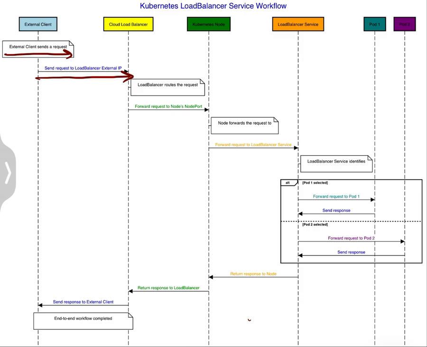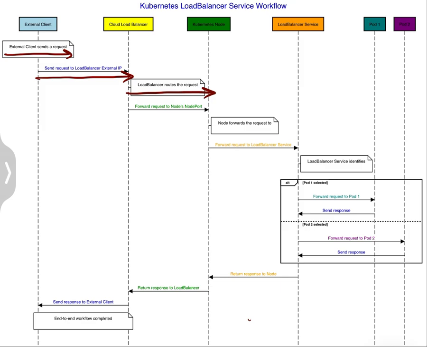2. Load balancer routes request to a Kubernetes node. The cloud provider's load balancer receives the request and determines which Kubernetes node should handle the traffic. The load balancer uses algorithms like round robin or least connections to distribute requests evenly among the nodes.